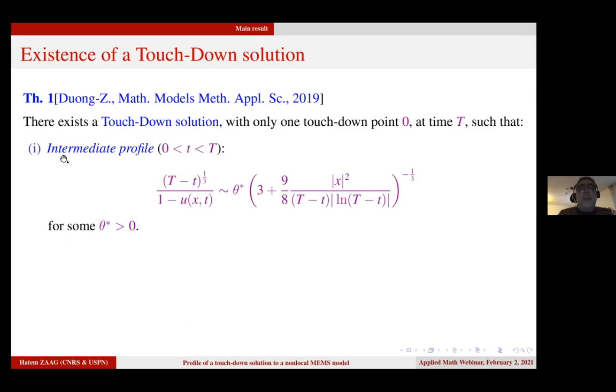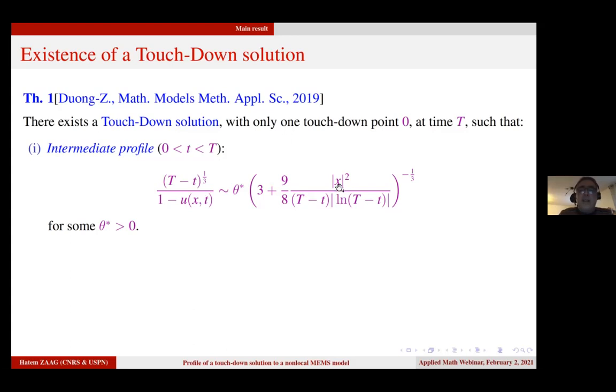The first is what I call an intermediate profile. Look, this guy is the distance between the rigid plate and the membrane. It goes to zero. I'm trying to compare it to this rate. We already know from earlier results that this is a good rate, in fact, for the distance. And this is good news because we see that when we make this ratio with exactly 1/3 here, we find a limit. We see some profile, in fact.